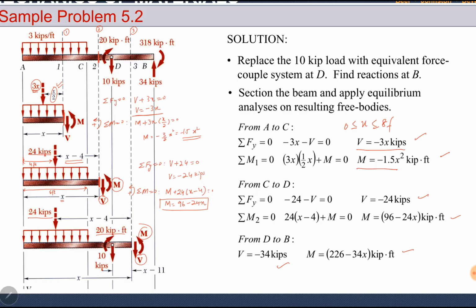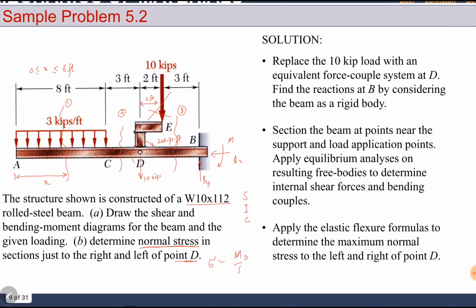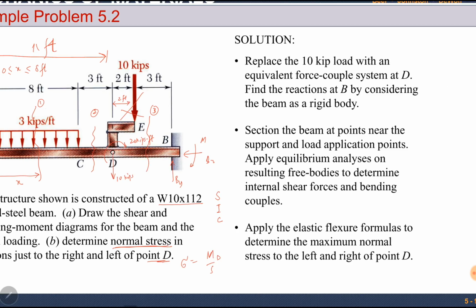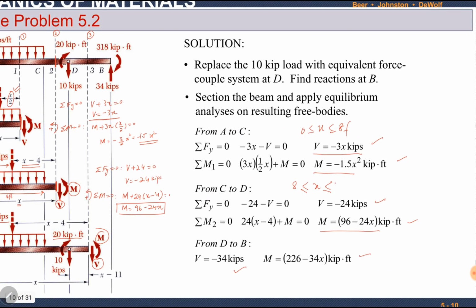Between C and D, shear force is constant. We do not need to put any value here. Bending moment is linear, so we have to put values of x. From C to D, at C, x is equal to 8 feet, and at D, you can see here, from left end to C it is 8 feet, and up to D it is 11 feet. This is 11 feet from left end to D. So between 8 and 11.